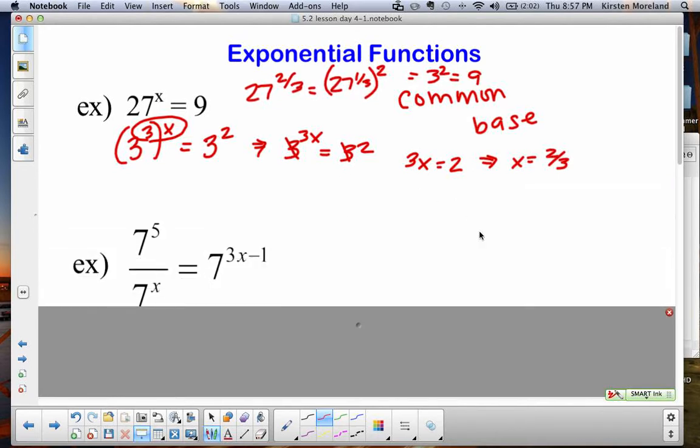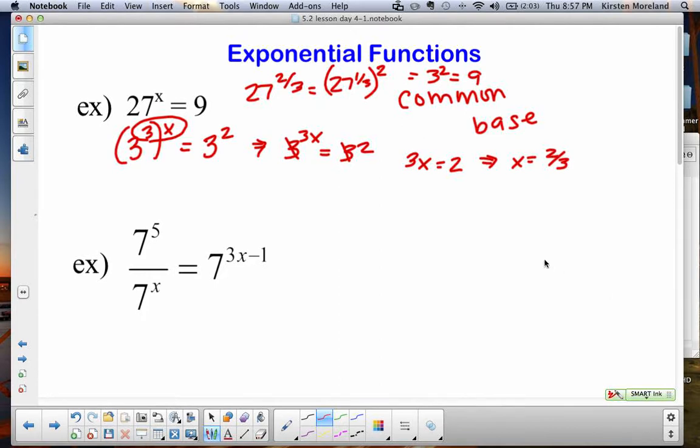Right, we're going to move on to the next one now, which is a little bit more complicated, but the nice thing is it's already got a common base. So all the bases are 7. What we're going to do is we see this divide. When I divide, you should think subtract. So you're going to get 7 to the 5 minus x equals 7 to the 3x minus 1. Okay, when I have the same base, I'm done. So now I just set my exponents equal. 5 minus x equals 3x minus 1.